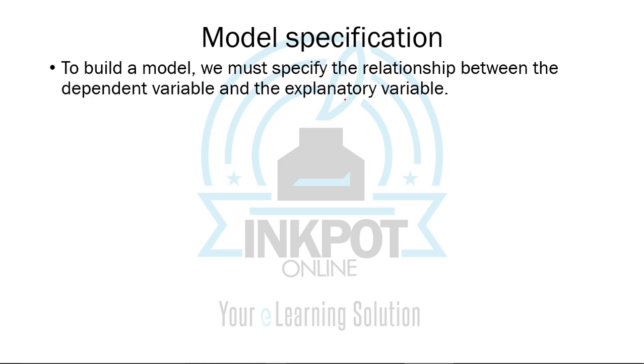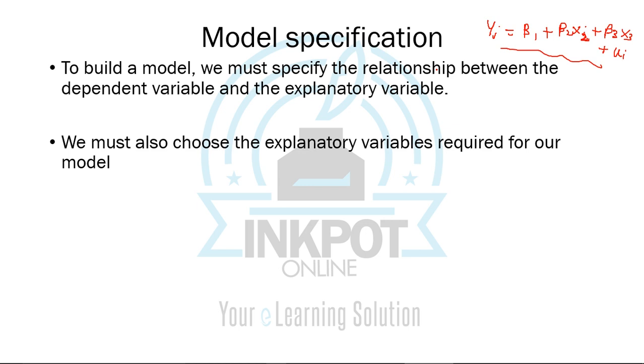Okay. So what do we mean by model specification first? To build a model, we must specify a relationship between a dependent and the explanatory variable, something which we have already done so many times now. So yi is equal to b1 plus b2 x2, and let's add one more variable here, b3 x3, plus the disturbance term. We must specify such a relationship, and we must also choose the explanatory variables required for our model. In this model, I have chosen x2 and x3.